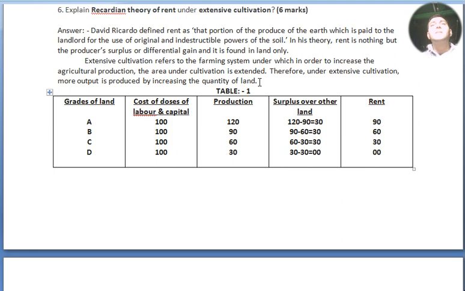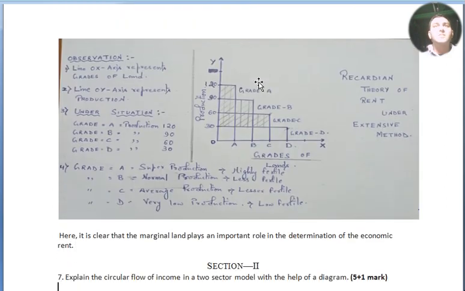Now 120 minus 90 equals 30, the surplus over the other land. So the differentiation between different grades of land is 30, 30, 30 and 0. Rent is 90, 60, 30 and 0. These are the observations. Let's look at the observation.